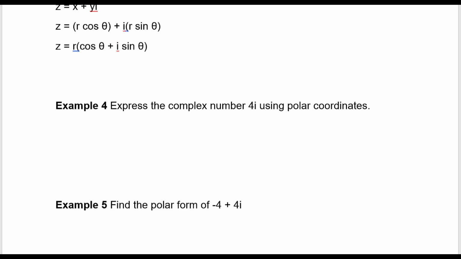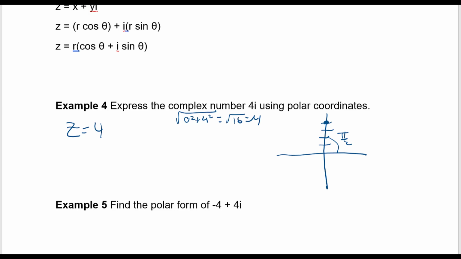Well, what would the angle be? One thing we can look at is, if we do a drawing, 4i is 1, 2, 3, 4. It's up here. So that angle is pi over 2. So we would set this up as z equals 4. If we want to see that, think about the square root of 0 squared plus 4 squared, which is the square root of 16, which is 4. So 4 times cosine of pi over 2 plus i sine of pi over 2.